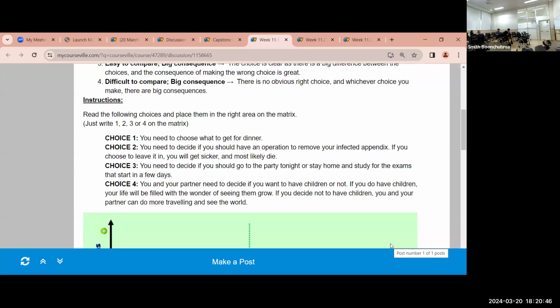I think choice three is very similar to the case that Fiona talked about. The decision is still.